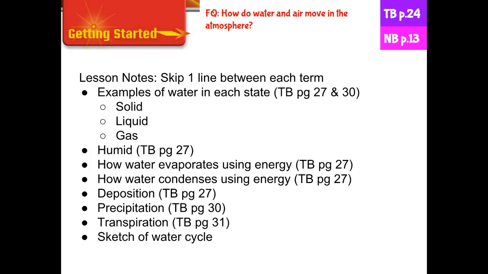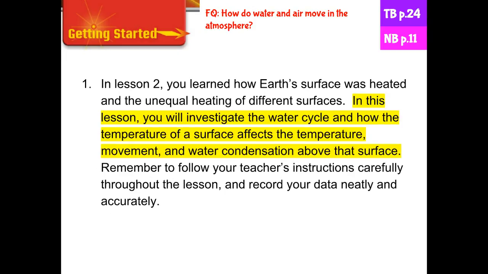And we have a lot of notes to do for Lesson 3, so you're going to want to get all of this down in your notebook. We're going to be talking about examples of water in each state. That would be in your textbook, page 27 and 30. We're going to talk about humidity, how water evaporates using energy, and how water condenses using energy. We're going to talk about deposition, precipitation, transportation, and we're going to be sketching the water cycle. So all of this will be going in your notebook on page 13. You're going to skip some spaces between all of these.